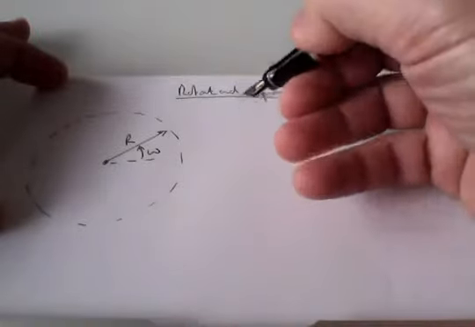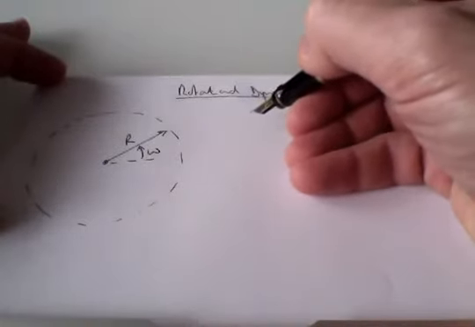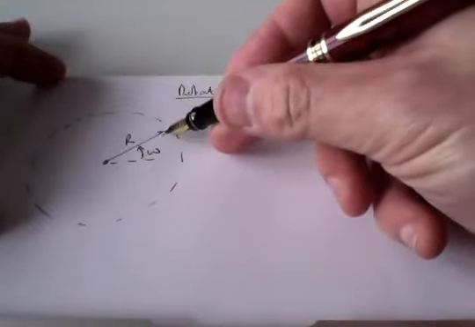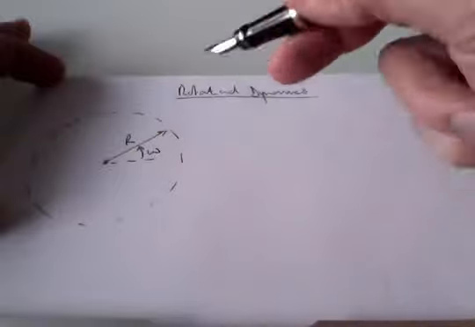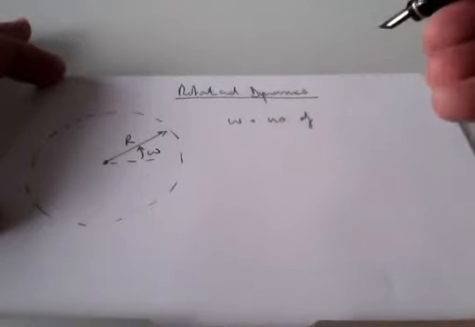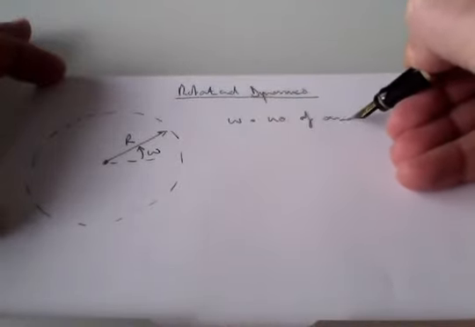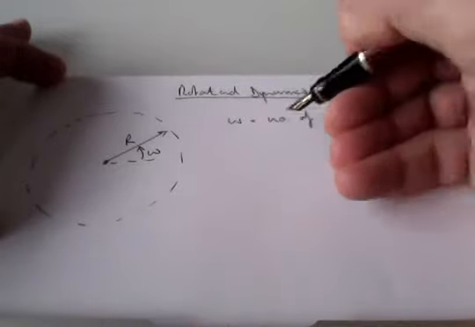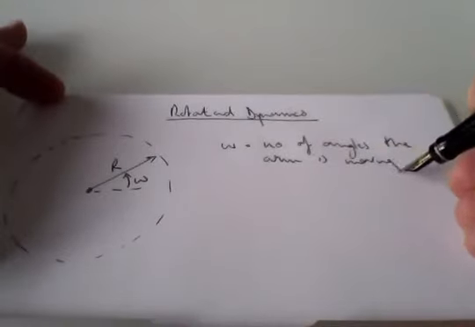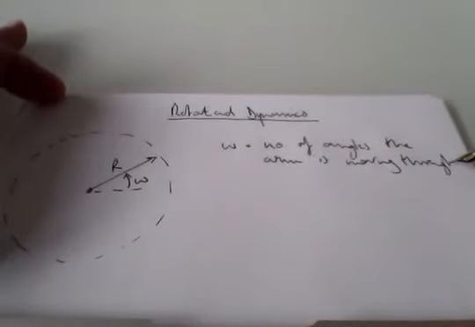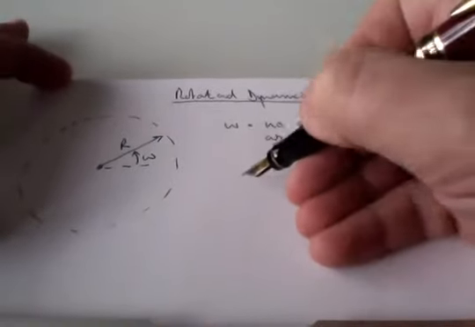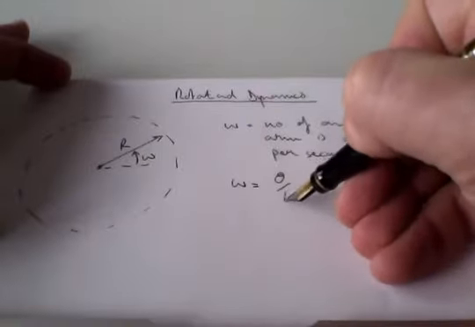Okay, let's remind ourselves what that means. Omega, first of all, is the term which represents how many angles this axle is moving through in a given number of seconds. So omega is the number of angles the arm is moving through per second. So in a straightforward way, theta over t.